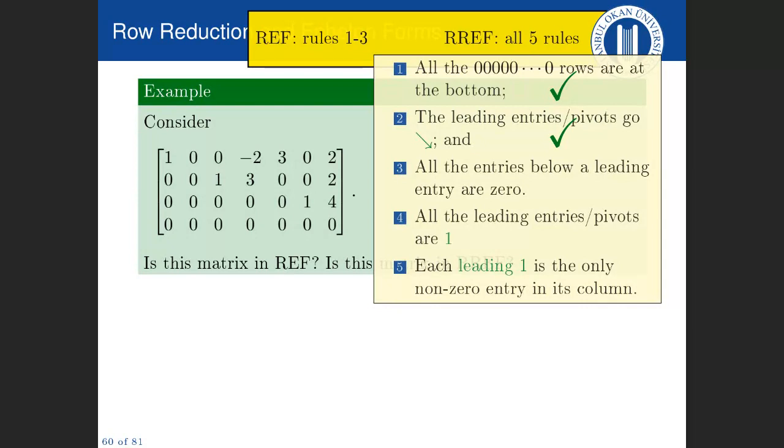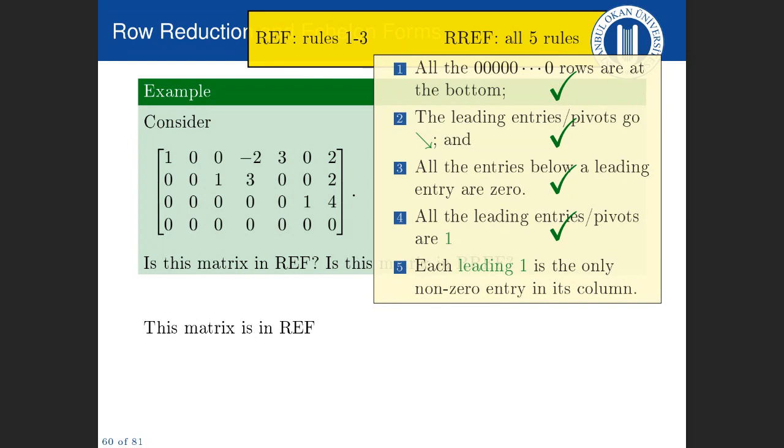All of the entries below a pivot, below a leading entry, are equal to 0. So underneath this number 1, 0, 0, 0. Underneath this number 1, 0, 0. And underneath the third pivot, we get a 0. Rule number 3 is satisfied. So let's tick that. That tells us that this matrix is in REF. Let's next look at rule number 4. Are all the leading entries 1? Yes, rule number 4 is satisfied. And that just leaves rule number 5.